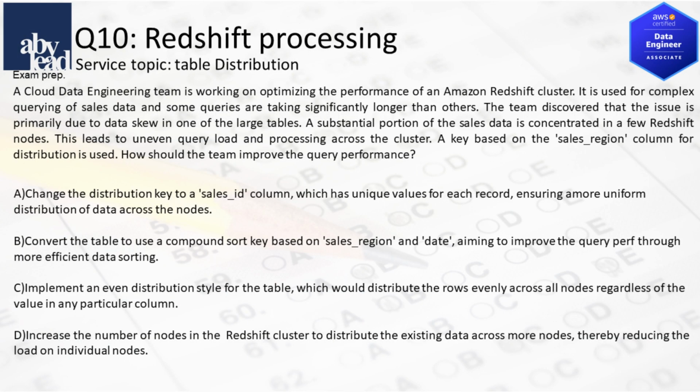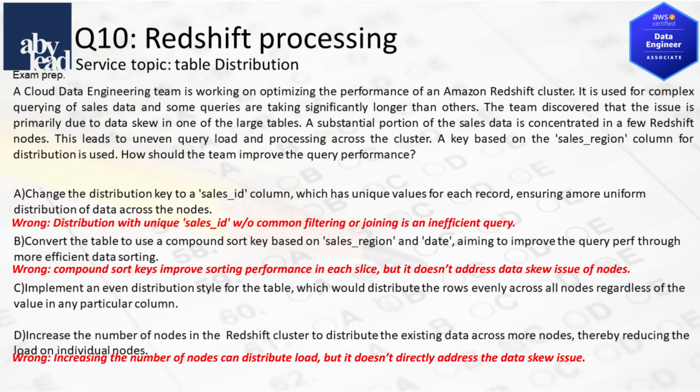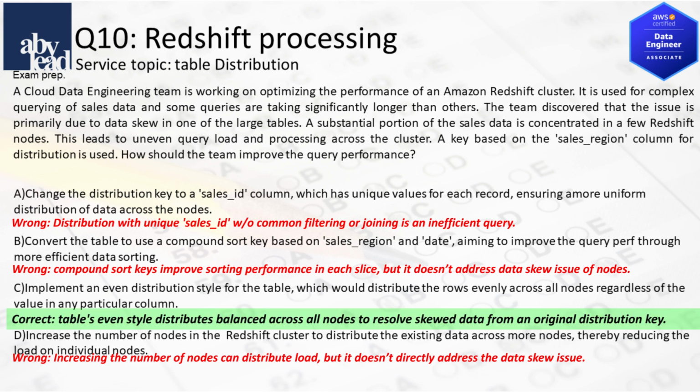Question 10. How do you resolve a large table with one key and skewed query load while improving Redshift performance? A distribution with unique identifiers per column degrades performance even more. And data skews can't be resolved with compound sort keys or with increasing nodes. But with tables, you distribute the even style balanced across all nodes to resolve skewed data caused by a single distribution key.